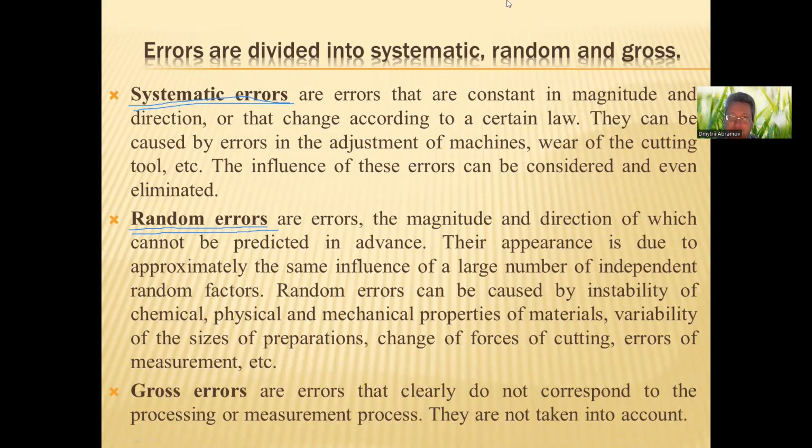And the last type of errors is gross errors. Gross errors are errors that clearly do not correspond to the processing or measurement process. They are not taken into account. So write down in your notes the 3 types of errors: systematic errors, random errors, and gross errors. And please write down the difference between these 3 types of errors.